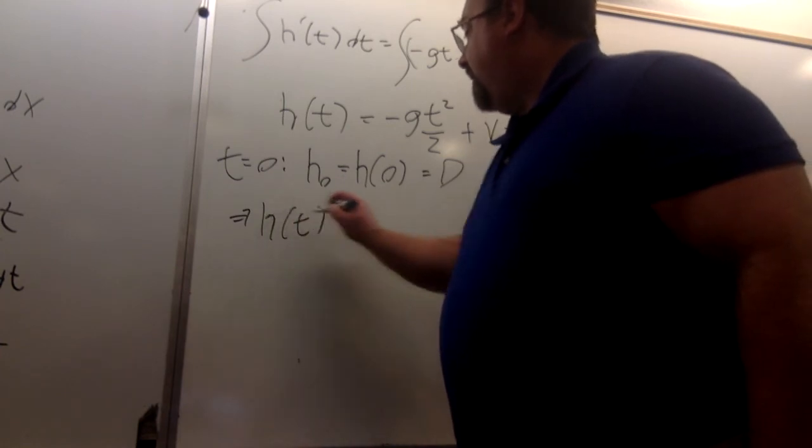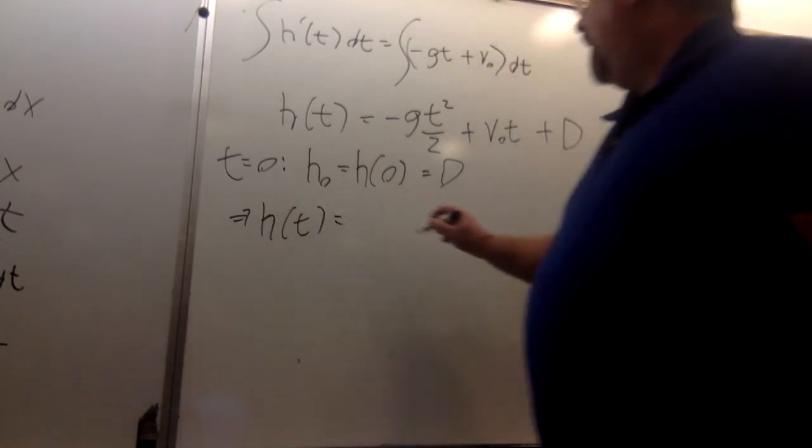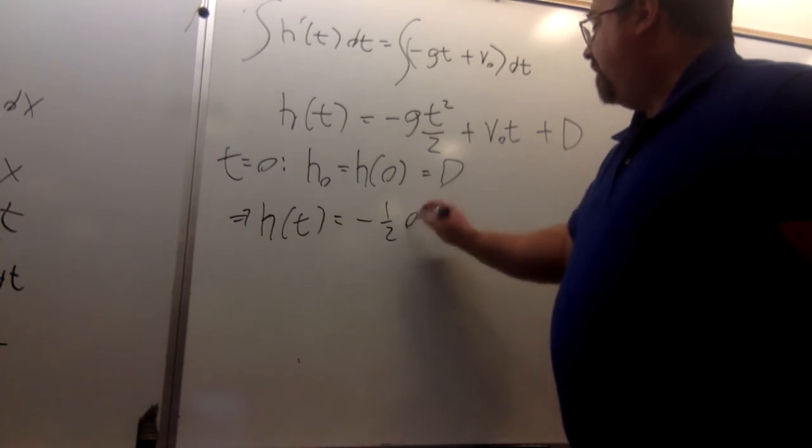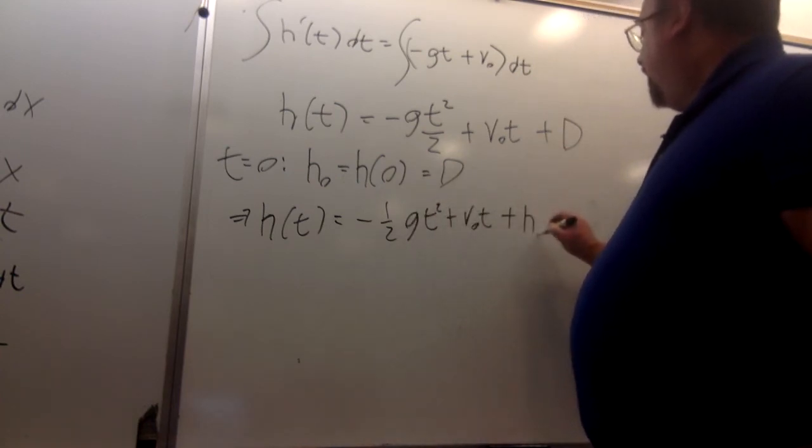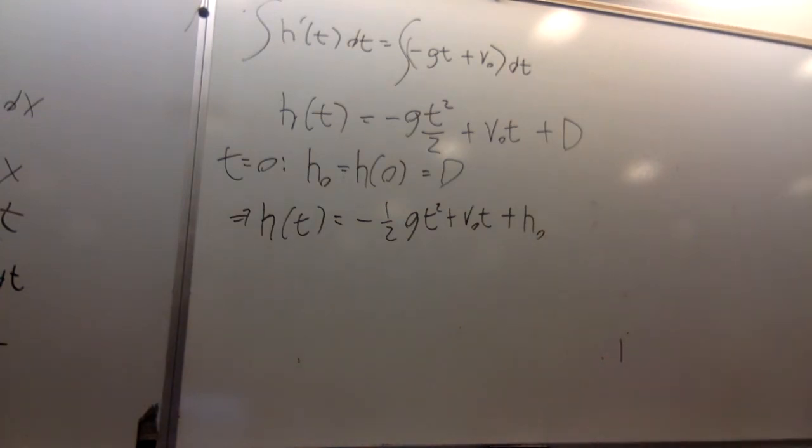So the height at any time t is the familiar minus 1/2 g t squared plus v naught t plus h naught. So taking into account only gravity, that will give you the height of the object at whatever time t.